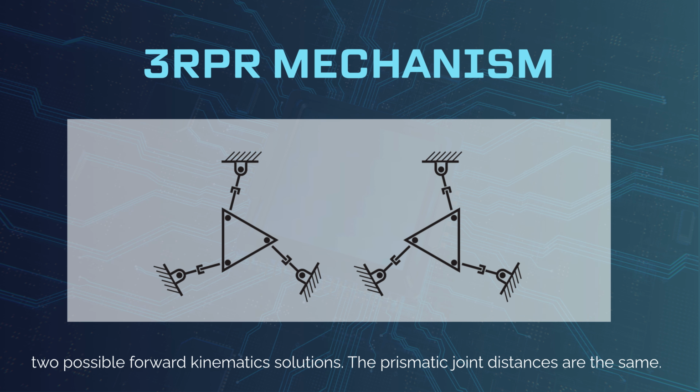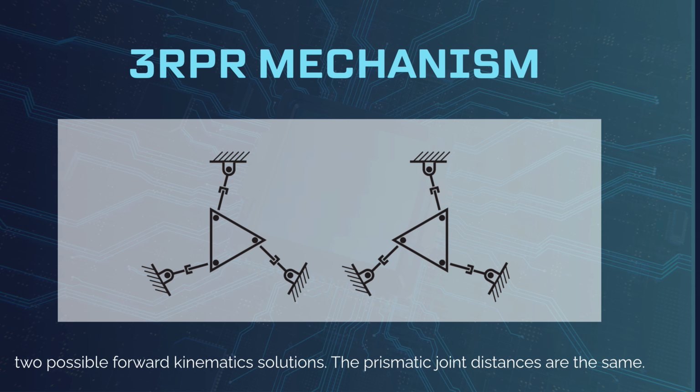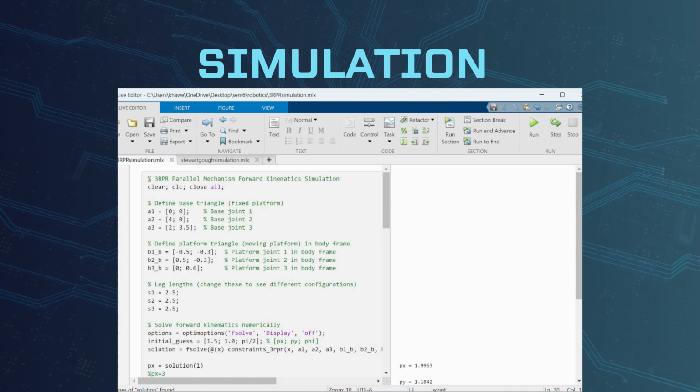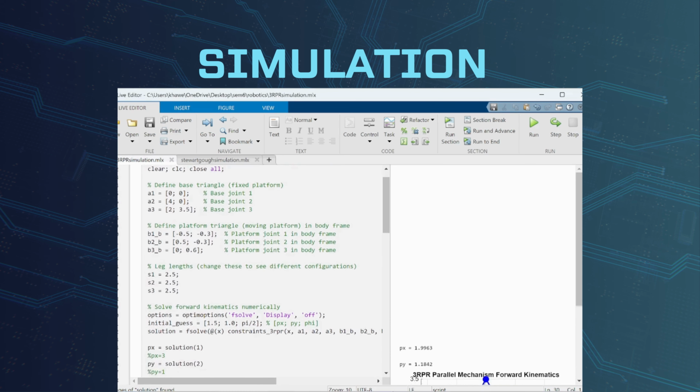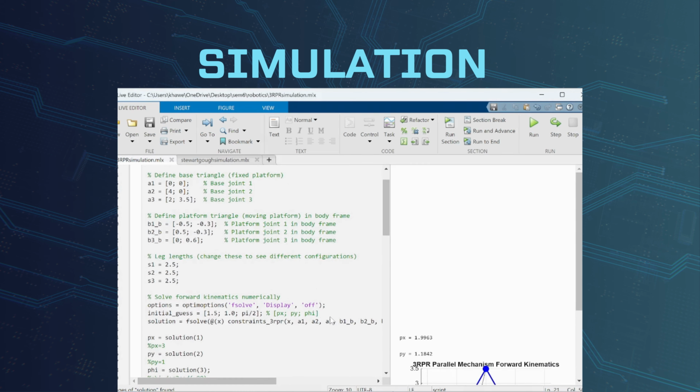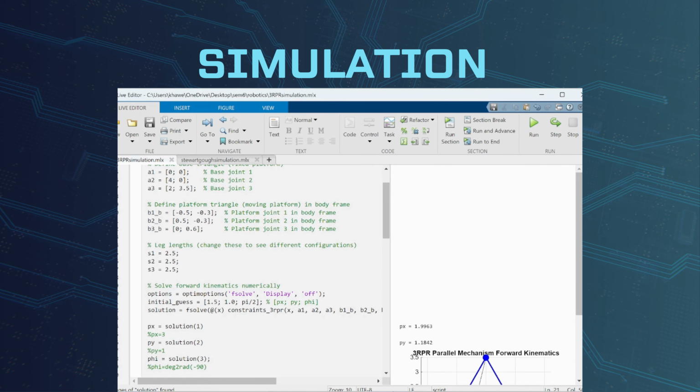These are two possible forward kinematic solutions for the 3RPR robot. Here, the prismatic extensions are identical. So here we have a MATLAB simulation of the 3RPR robot. After defining the visual tools, we define these options and we have an initial guess for the forward kinematics right here. And then we're using this constraint function and iterative algorithm to solve for the forward kinematics. The constraint function is as follows.